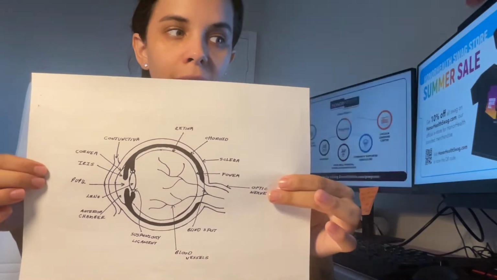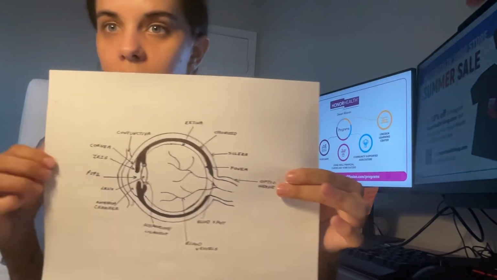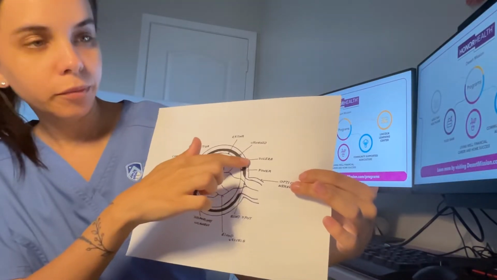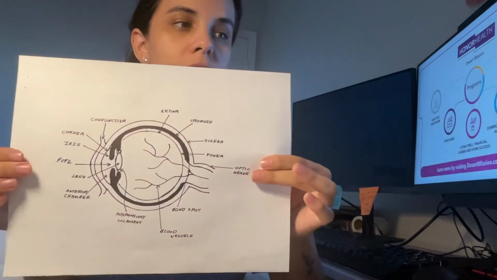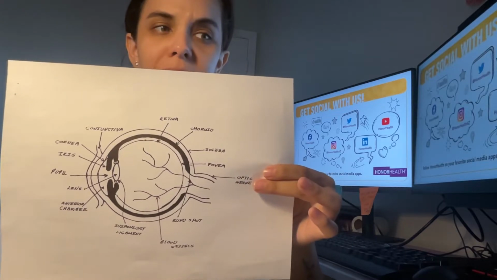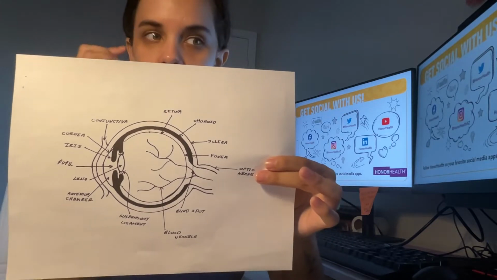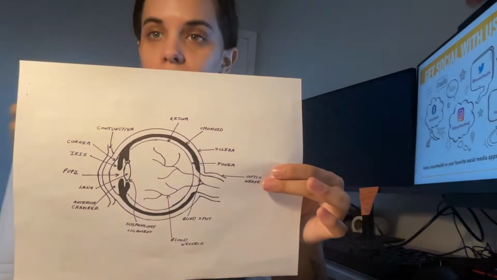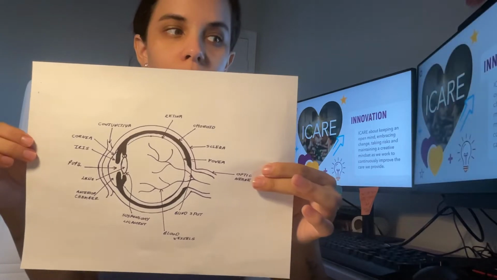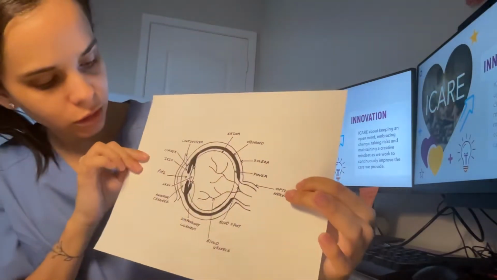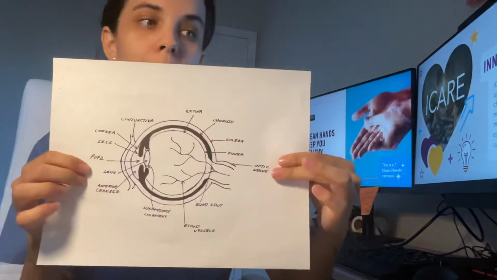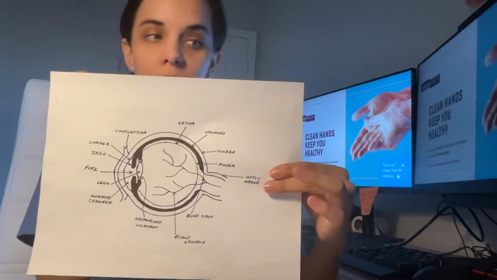Also, we have the sclera. Let's see where I can find it. Sclera right here, and the sclera's main function is supporting the wall of the eyeball and helps maintain the eyeball shape. And protects from injury too. The lens of the eye is like our camera because it's the one that helps us focus on objects.